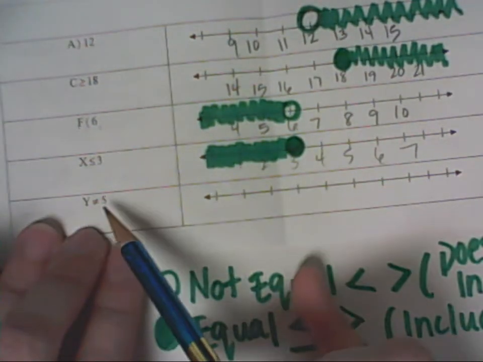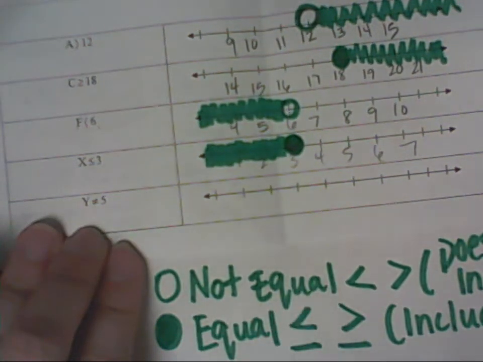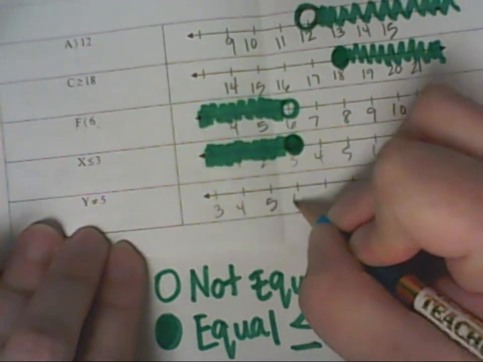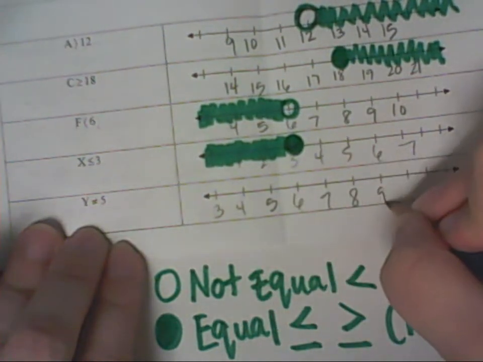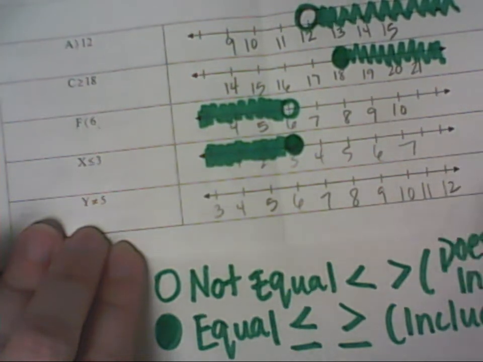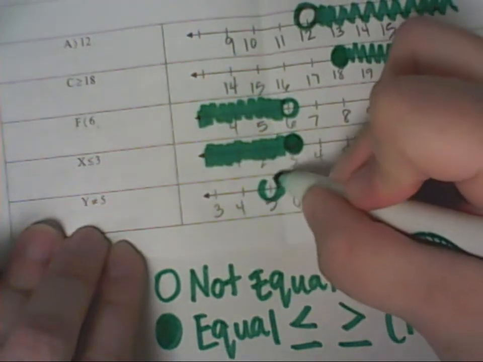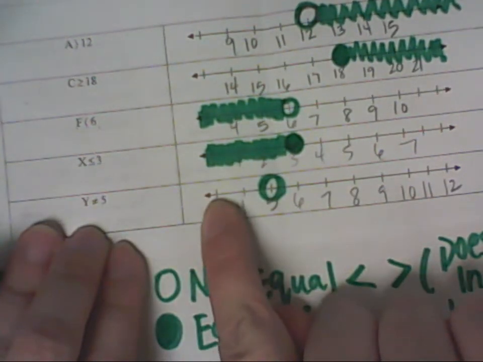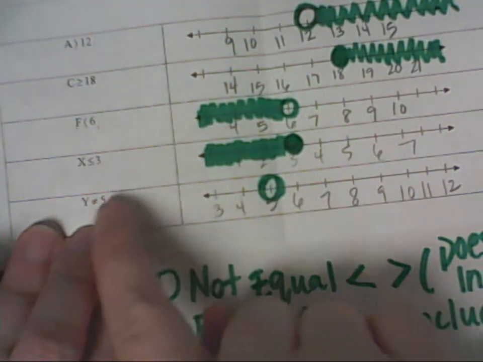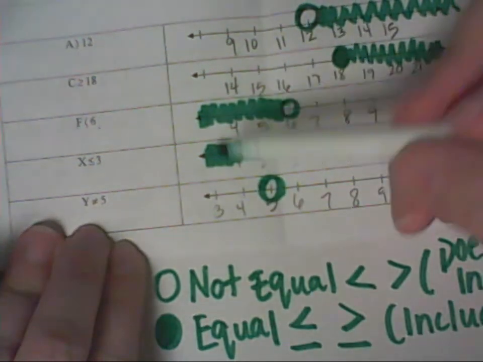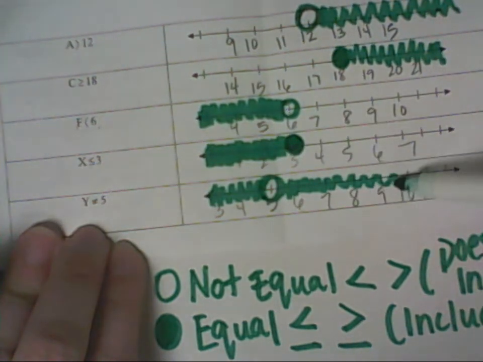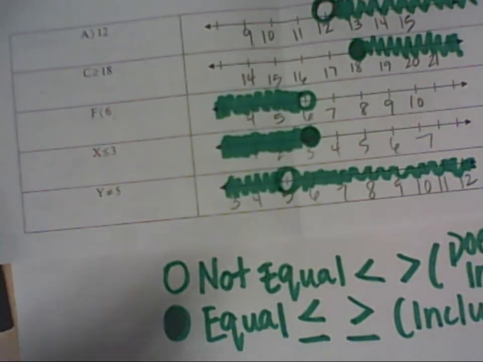Last one. Y does not equal 5. So not equal, are we going to have an open circle or a closed circle? Good, an open circle. So let's make our number line. And on 5, we're going to have an open circle. Now, 3 does not equal 5. So that means I'm going to shade 3. Pick another number. 9. 9 does not equal 5. So that means my answer can be any number except for the number 5. Perfect. Great job.